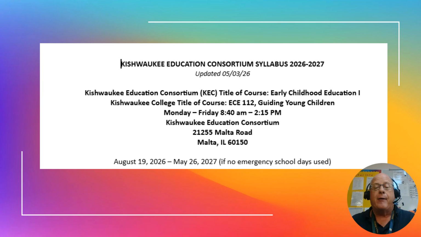It says on here that the class meets Monday through Friday from 8:40 to 2:15. You, however, as a high school student, are not here for that entire length of time. 8:40 is the beginning of my first session and 2:15 is the end of my third session. So that's why you will see that. And then included there is the address of KEC. At the very bottom it says that this course will run from August 19th, 2026 to May 26, 2027. So that is the beginning and the ending of our school year.